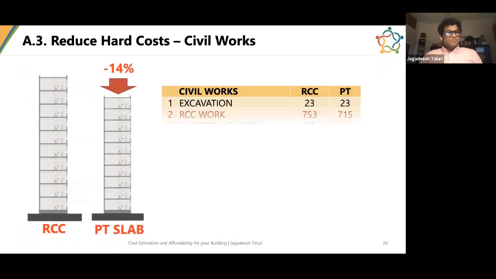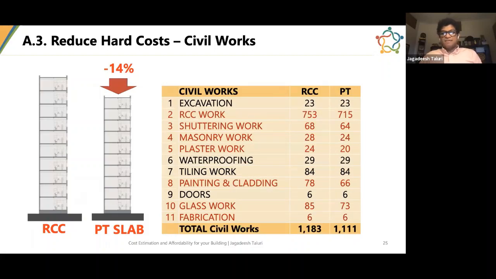So in short, you are directly getting a 14% height saving, moving from an RCC structure to a pre-stressed post-tensioned slab. If you actually calculate this reduction in your civil works, you will see that your excavation cost may be the same, but your RCC work will reduce slightly. Your shuttering work will reduce slightly. Not only that, your masonry, plaster, painting, cladding, your glazing, everything is going to reduce because the building height is less. You're building 14% less facade, doing 14% less masonry, 14% less plastering. So the cumulative savings are going to be substantial. Just by changing one structural system, you will be able to achieve a 6.1% cost saving.